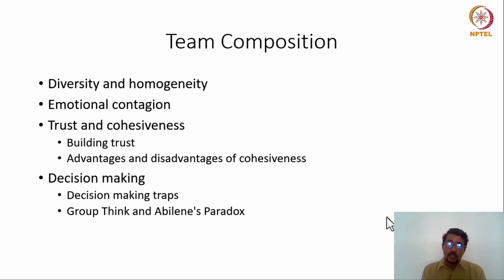There is also something called Abilene's paradox. In groupthink, one or two members, the minority, know that this is a wrong kind of decision making, but they keep quiet. But in Abilene's paradox, each member, even though they know that this is the right information, will keep quiet, and in fact take a stance which is completely opposite to what they want to communicate.